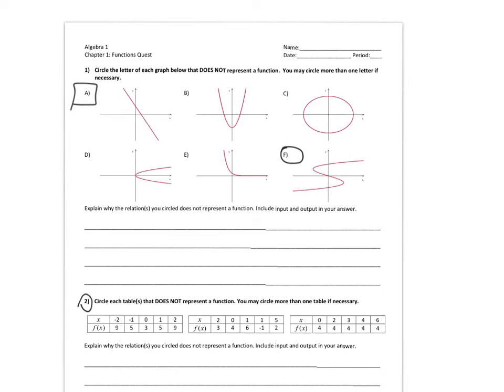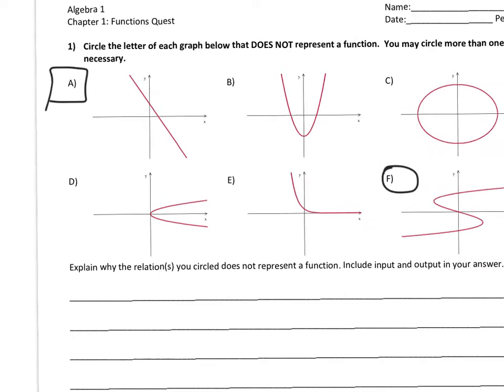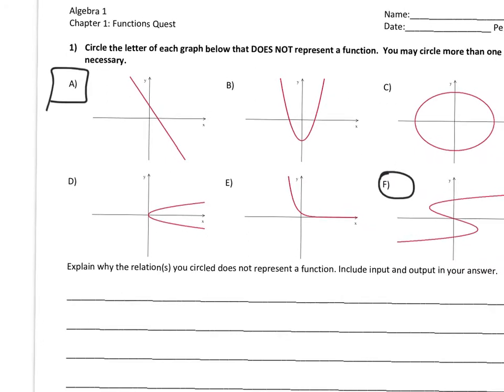The first question: circle the letter of each graph below that does not represent a function. You may circle more than one if necessary. I circled one and I put a box around one. The reason I put a box around letter A is because A is a function. Every single input, which are the x values, has only one output, which are the y values.